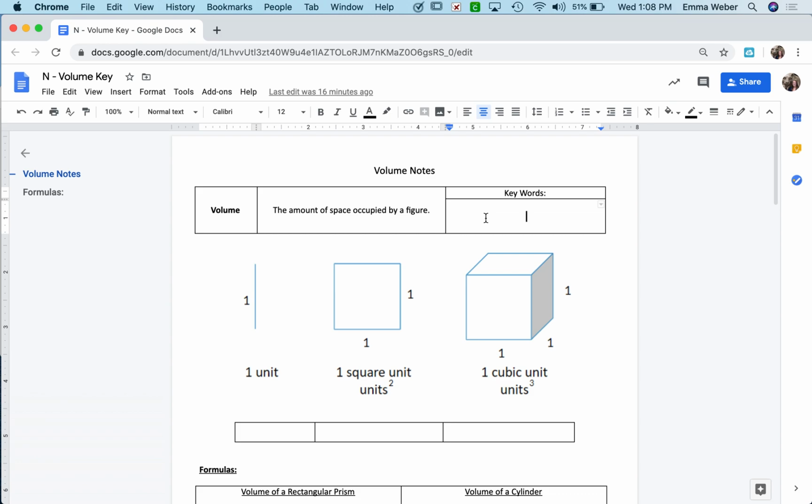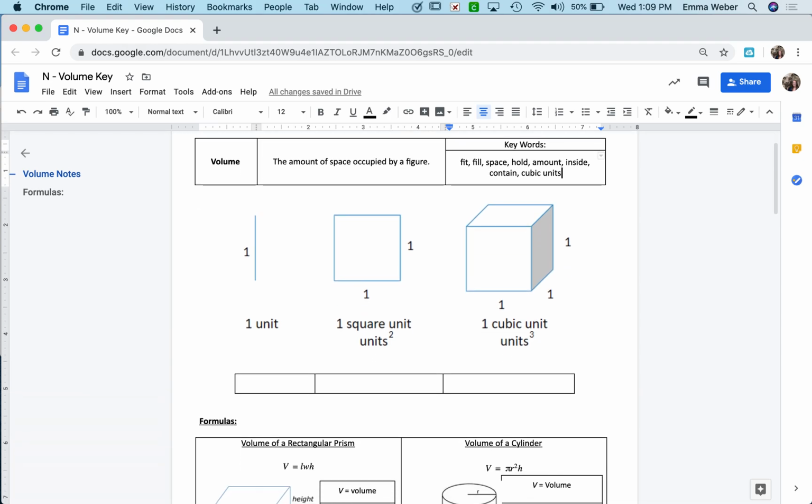All right, so the definition of volume is the amount of space that is occupied by a figure. Some of the key words that tell us we're talking about volume in a word problem would be: how much can you fit in an object, how much will the object be filled with, how much space does it take up, how much can it hold, the amount of what it holds, the inside of an object, what it contains. So think of a jar containing soup: how much soup can the jar hold? And then we talk about it in terms of cubic units, and we'll talk about what that means as we go forward.